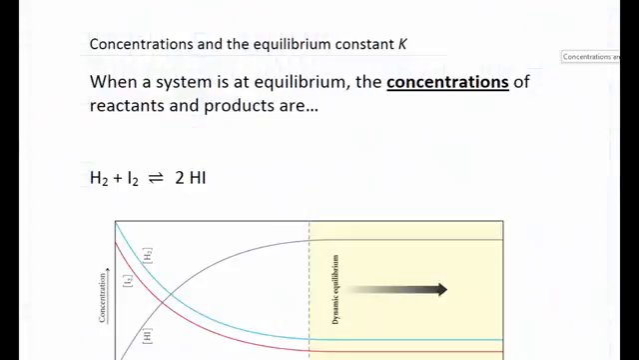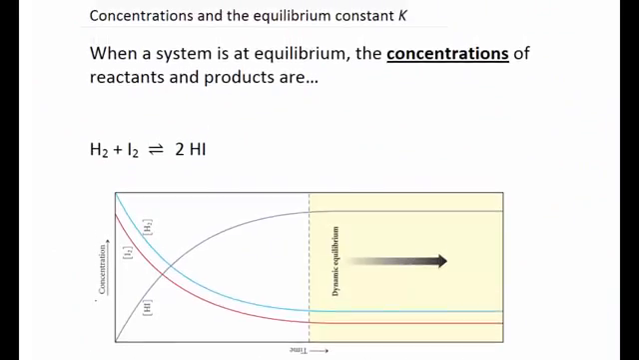So look at these examples. These are concentrations. So here we just said that. How would you complete that sentence? The system is at equilibrium. The concentrations of reactants and products are constant. Not changing.